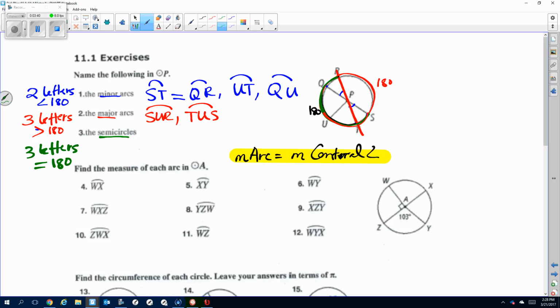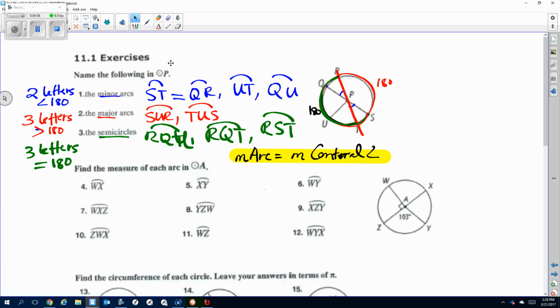So that's our half circles. And we have to use three letters for that. So we can use the left side. We can do a combination. We can say RQU. Oops. Or we can say RQT. Okay. On the right side, then I'm using RST. Or I can say TSR. Okay. So that takes care of that part. Now we get into our video for the examples of problems.